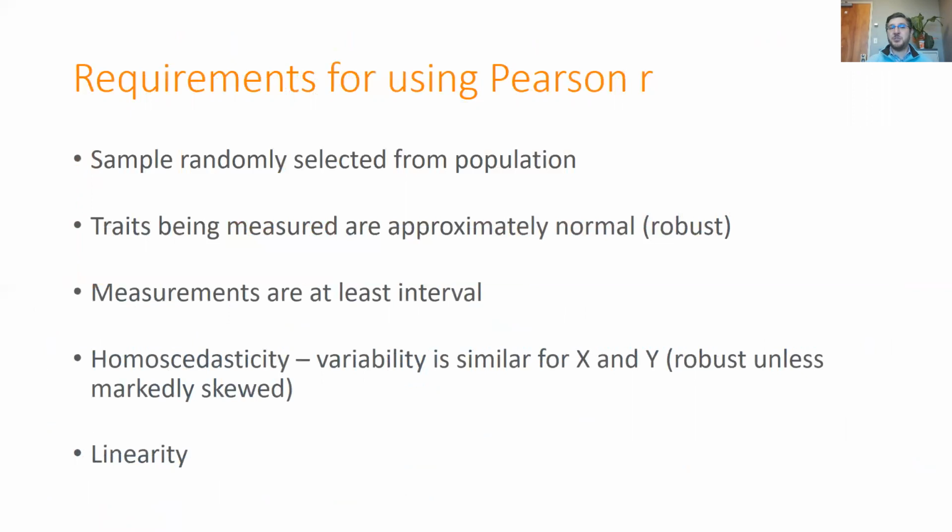Just some requirements for using Pearson's r. If we want to make inferences back to a larger population, we need to randomly sample people from that population. We want our traits being measured, our X and Y variables, to be approximately normally distributed. We need the scores to be measured at least on an interval scale. We want similar variability in X and Y. When I say that normality and homoscedasticity are robust, that just means that unless we're severely violating these assumptions, it's not a big problem. We tend to not worry about them. And the main thing is that the variables are linearly related to one another.